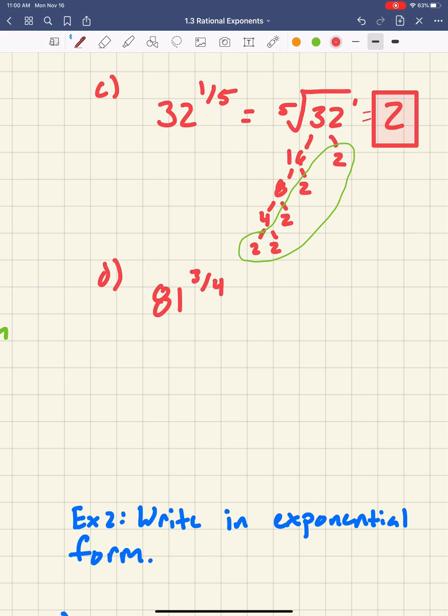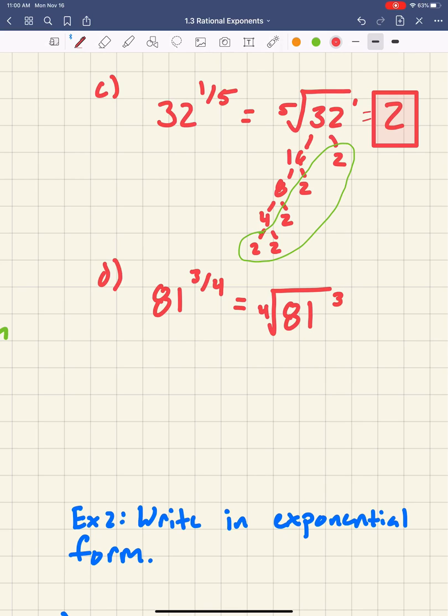Okay, so for letter D, we've got 81 to the 3/4 power. So this one's going to be a little bit different, just one added step here. So first I'm going to take 81. I'm going to turn this thing into a radical. So I'm going to get 81, right? That's the 4th root because the bottom number moves to the front, bottom to the front there. Okay, and then all to the 3rd power still.